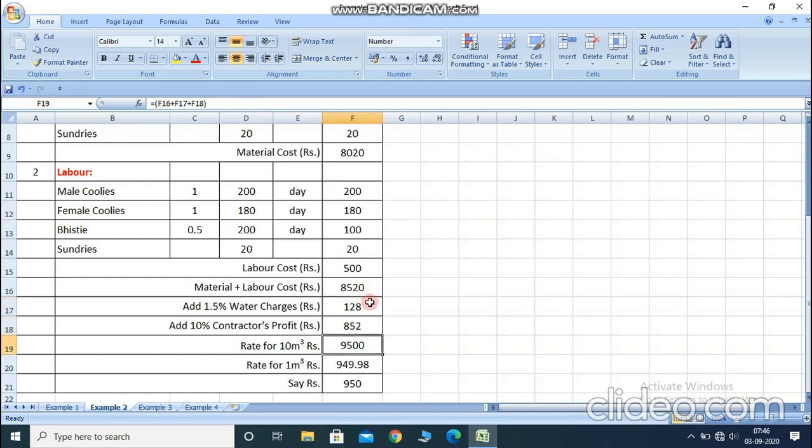So we got the total rate of a 10 meter cube of sand filling in a foundation and a plinth as 9,500 rupees. So here we got the value for a 10 meter cube. So for a 1 meter cube, 9,500 divided by 10, so we got 949.98, which means 950 rupees per meter cube rate for sand filling in a foundation and plinth.